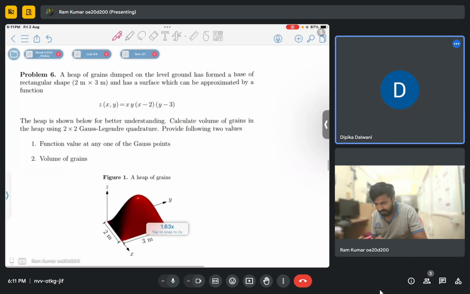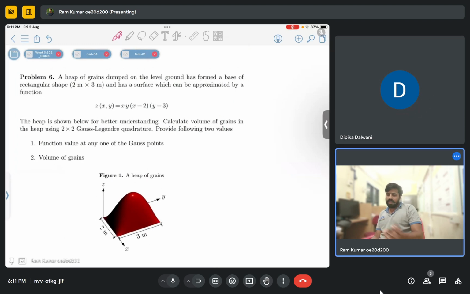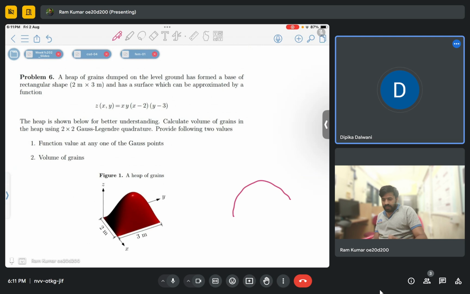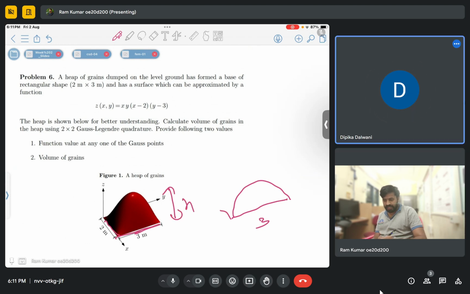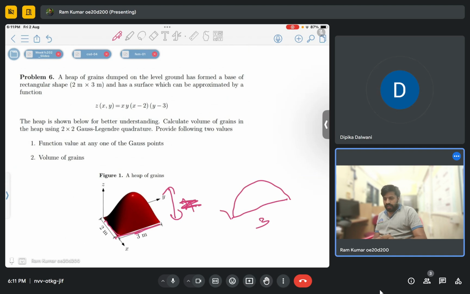This is a last year question in some USM FEM subject. A heap of grains is dumped on level ground and forms something like this. The base is like this: this will be 3 and this will be 5, and this will be the height, H, or they are saying Z.